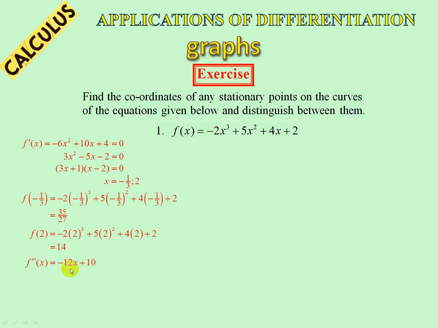Now at negative 1/3, if you substitute a negative into there, this is going to be positive. And I can see straight away the whole thing is going to be positive. Greater than 0 at negative 1/3. Smiley, happy, positive. Local minimum at negative 1/3, 35/27. If I take 2 and put it into there, I can see straight away, well, that's negative 24. Yes, that's going to be negative at 2. Negative, unhappy, scowl, therefore local maximum.